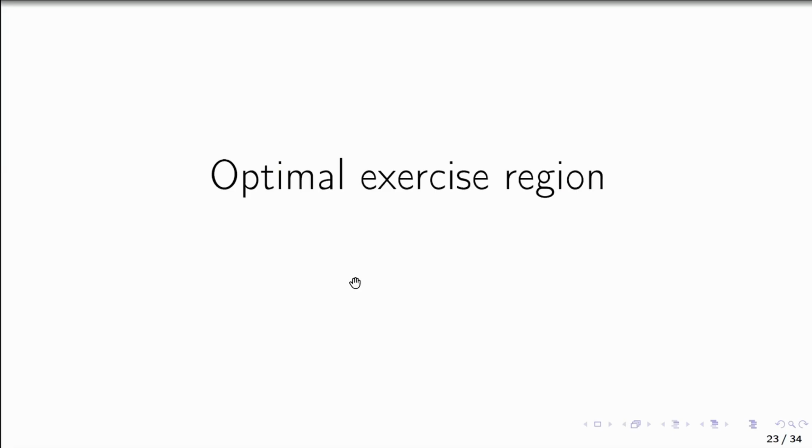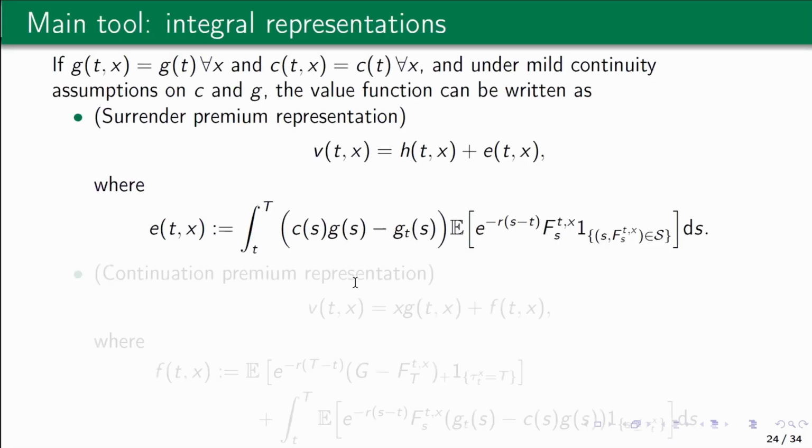Now, optimal exercise region, I think this is where it gets a bit more fun, because this is where we can also see the drawings. We talk about the shape of this exercise region and how we optimally act. The main tool for our analysis is these two representations of the value function. Basically what this tells us is how we can interpret the price of this insurance contract that we have.